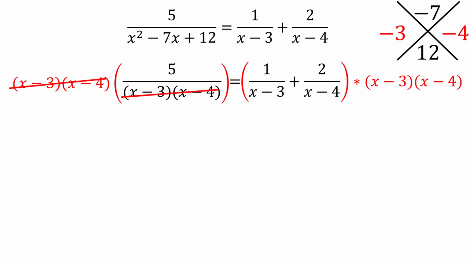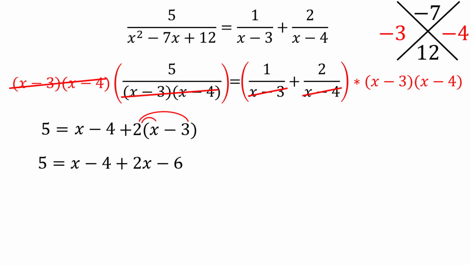This cancels the denominator completely on the left-hand side, leaving us with just 5. On the first term on the right-hand side, the x minus 3's will cancel, but we still have x minus 4. On the second term on the right-hand side, the x minus 4's will cancel, but we will still be left with an x minus 3, which will need to be multiplied by the 2. We can distribute the 2 to the x and the negative 3 to get 2x minus 6. We can combine the x and the 2x to get 3x, and then we can combine the negative 4 and the negative 6 to get negative 10.